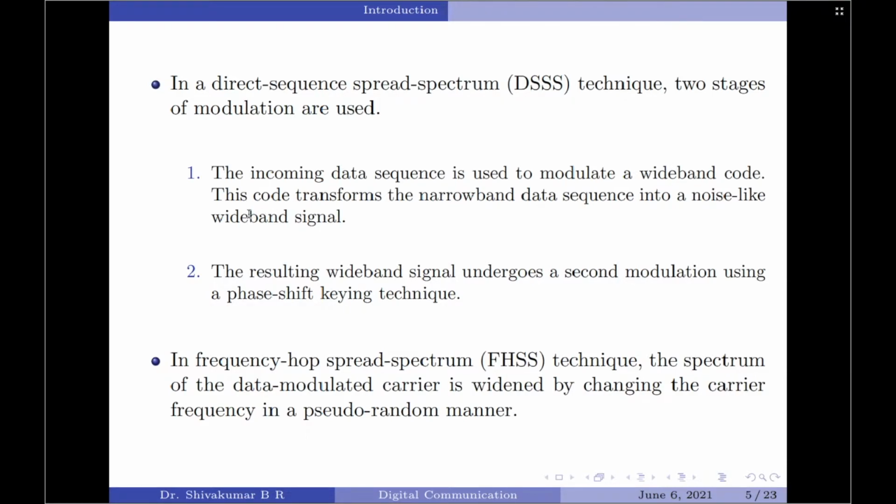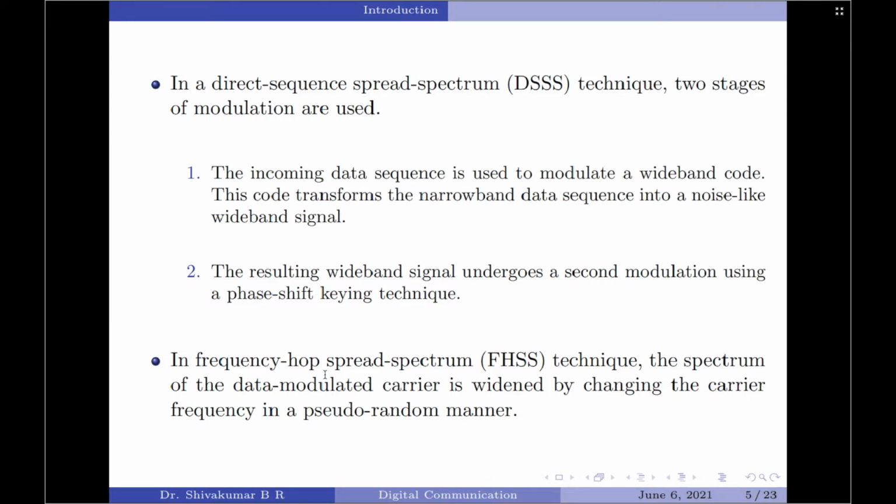This code, which is the PN sequence, will transform the narrowband information signal, which is the data sequence, into a noise-like wideband signal. This is called spectrum spreading. In the second step, the resulting wideband signal undergoes a second modulation using a phase shift keying technique. So, we have the direct sequence spreading followed by phase shift keying technique. This is the convention used in the DSSS modulation technique.